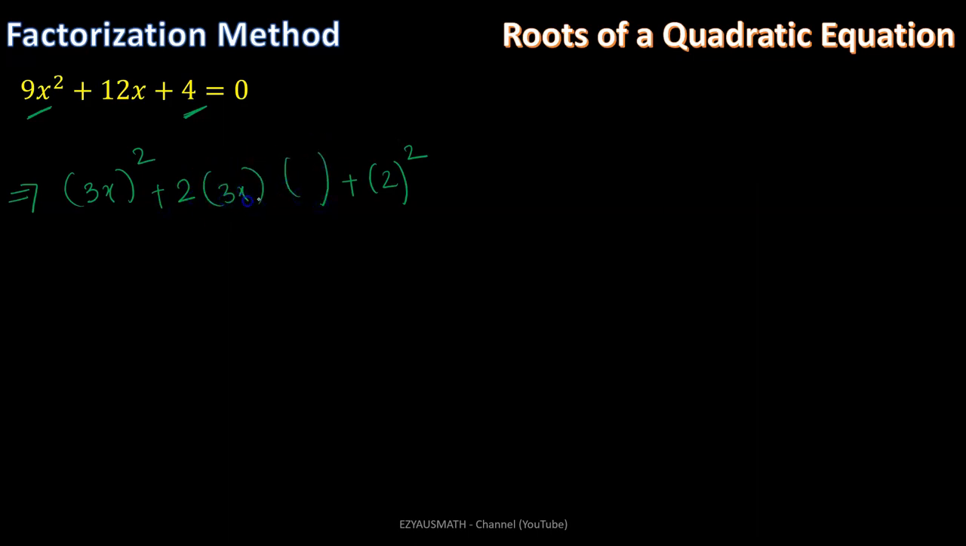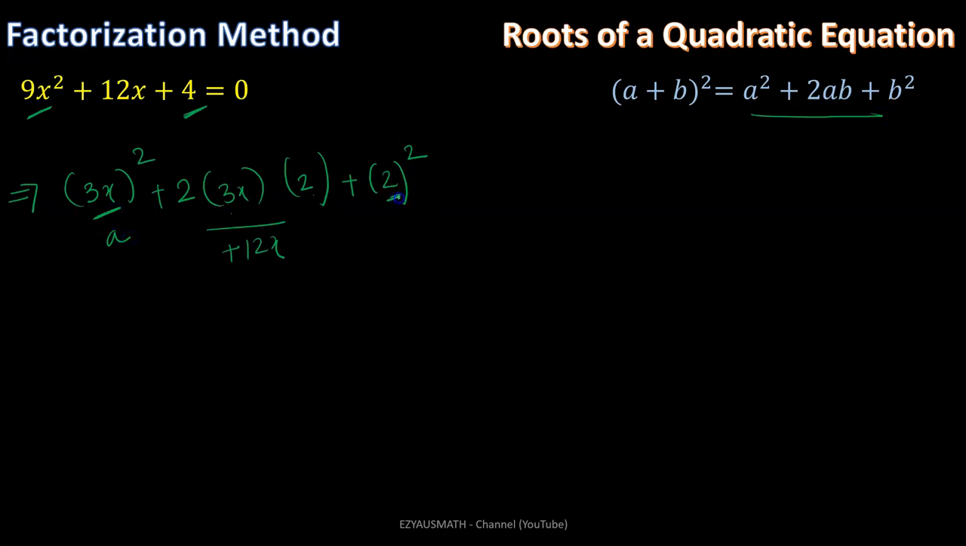Let us see if it satisfies it. Yes, so this will be 2 into 3, 6 into 2, 12. So this is nothing but 12x. Why have we written this? To compare with the identity a square plus 2ab plus b square. So here 3x is a, 2 is b, so this is nothing but a square plus 2ab plus b square. So it matches with the identity, so the identity is nothing but (a plus b) whole square. So this will be (3x plus 2), that is (a plus b) whole square, is equal to 0.